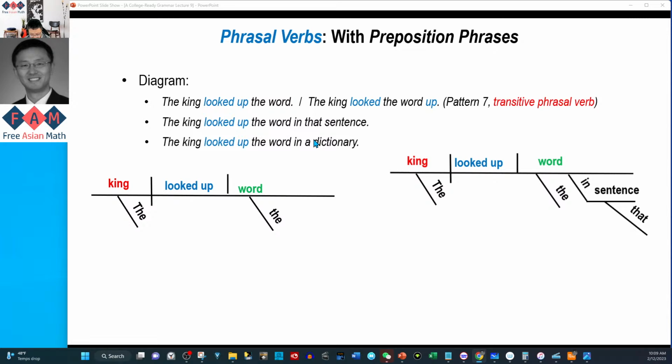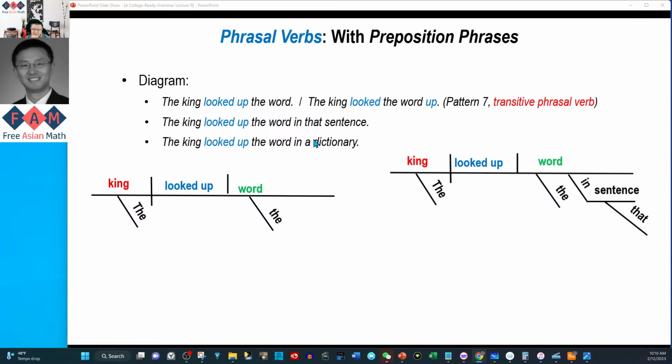Okay. Now, if we have this sentence, the king looked up the word in the dictionary. Think carefully and compare this sentence to the previous one. What does the sentence mean now? You may think this sentence logically is very similar to the previous one. In the dictionary, just like in that sentence, modified word, we mean a word in the dictionary and the king looks up that word, maybe in another dictionary. That doesn't really make sense, right?